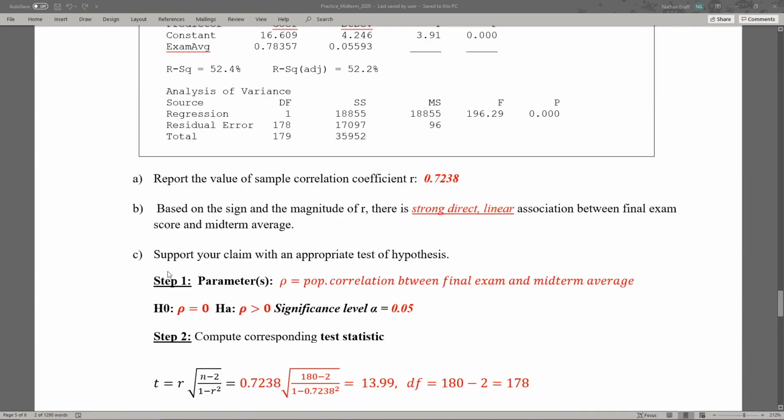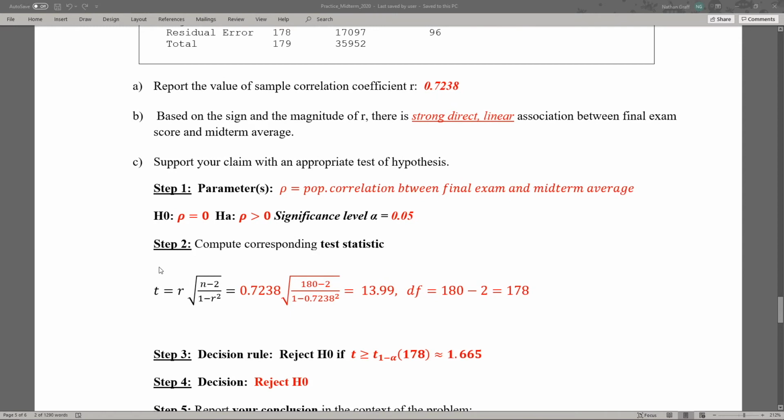Then here in part C, we are to formally test whether the two are correlated. To start, we must define our parameter. So here we have parameter rho, which is the population correlation between the final exam and midterm average. Then our null hypothesis is that rho equals 0, and our alternative is that rho is greater than 0. Finally, our alpha is 0.05 because we're testing at a 5% significance level.